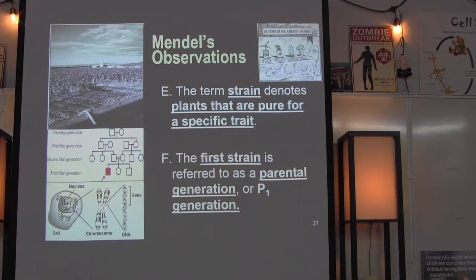A pedigree is basically your lineage or your family tree. So obviously you start off with the parents, then you get the second generation, third generation, or F1, F2, and F3, and so on. So the term strain basically denotes plants that are pure for a specific trait. The first strain is referred to as the parental generation or the P1 generation.